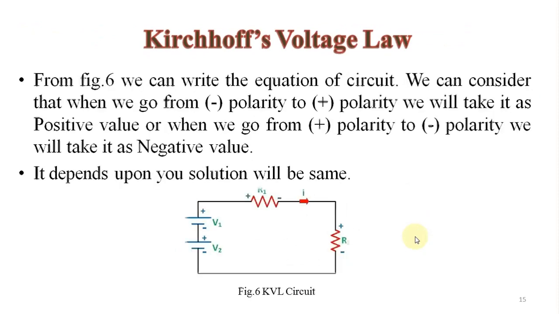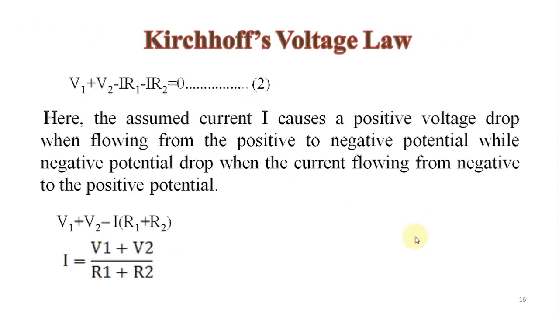So the equation of this circuit is written like this: V1 plus V2 minus I R1 minus I R2 is equal to 0. Okay. So by rearranging this equation, V1 plus V2 is equal to I(R1 plus R2). As this is a series circuit, in a series circuit the current is the same, but the voltage is different.